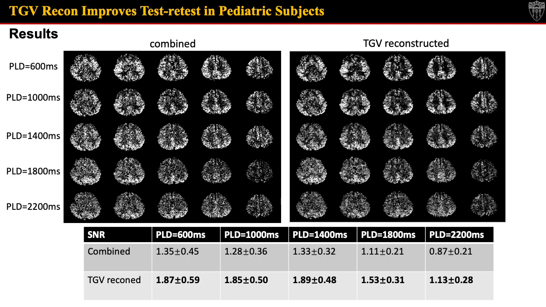Here are some results. This figure shows the combined and TGV reconstructed perfusion images for the 5 PLDs. We can see that the perfusion image with TGV reconstruction has higher SNR compared to the combined method in all 5 PLDs. The table shows the quantitative SNR measured in the gray matter ROIs. And in all 5 PLDs, TGV reconstruction can improve SNR by about 30%.